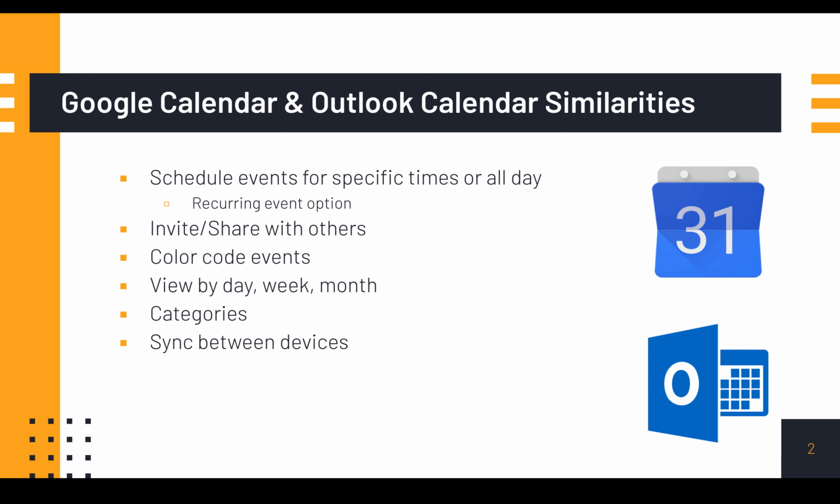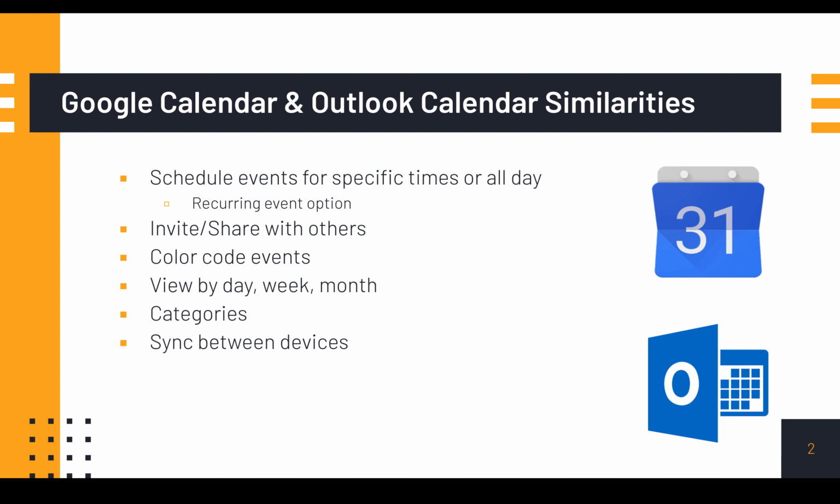A lot of similarities between the two include the ability to schedule events for specific times or for all day. You also are able to schedule recurring events. So like I have an 8th grade team that meets every Tuesday morning. That event is in our calendar recurring every single Tuesday for us.